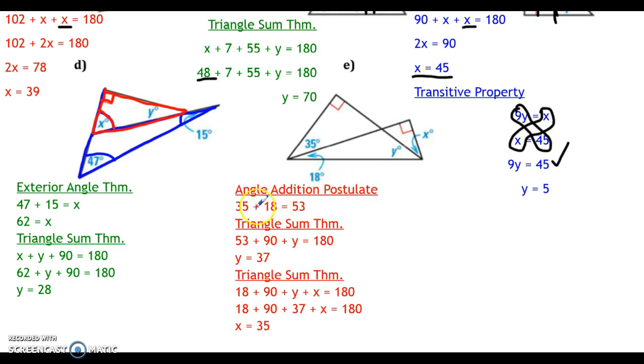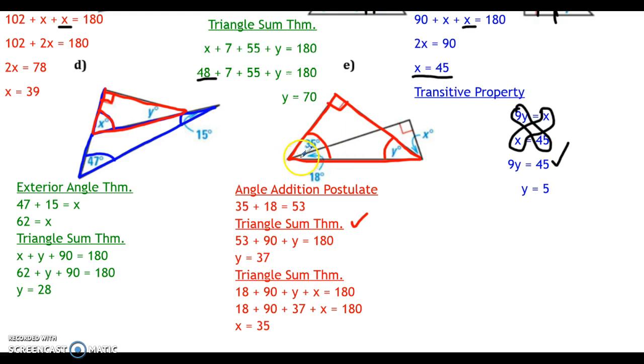Angle addition postulate says that 35 and 18 is 53. We're talking about this angle here because the first triangle I'm going to focus on is this larger right triangle from here to here to here. Notice that that angle is 53. This angle up here, which is a right angle, is 90. So now, in order to find y, we'll just use triangle sum theorem, which says that 53, this angle, plus 90, this angle, plus y, this angle, is equal to 180. A little algebra gives us that y is equal to 37.